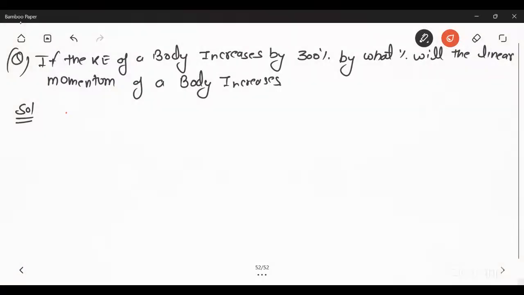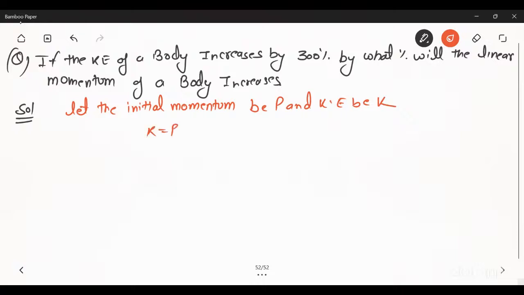Again, we can take initial momentum as P and kinetic energy as K. So we know that K is equal to P square by 2m. Here the kinetic energy increases, so the factor which is changing here is kinetic energy. So P is equal to under root 2mK. That was the initial momentum.